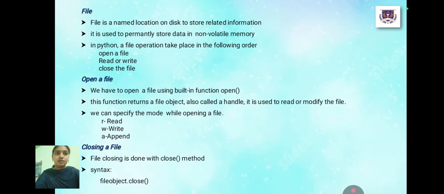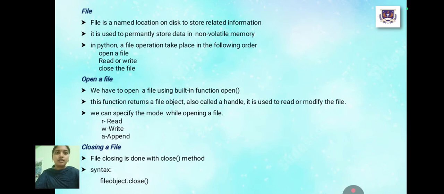A file is a named location on disk to store related information. It is used to permanently store data in non-volatile memory. In Python, a file operation takes place in the following order: open a file, read or write, close the file. Open a file. We can open a file using the built-in function open. This function returns a file object, also called a handle. It is used to read or modify the file.